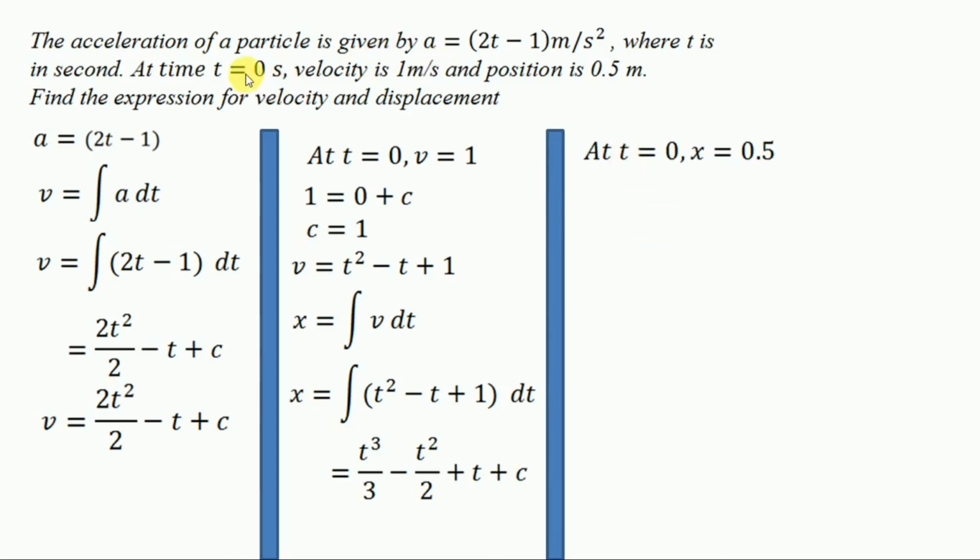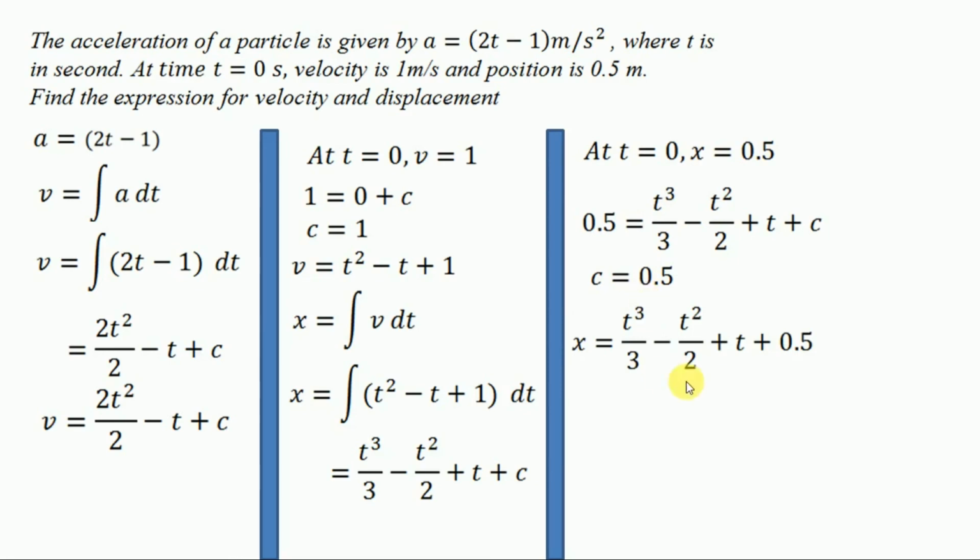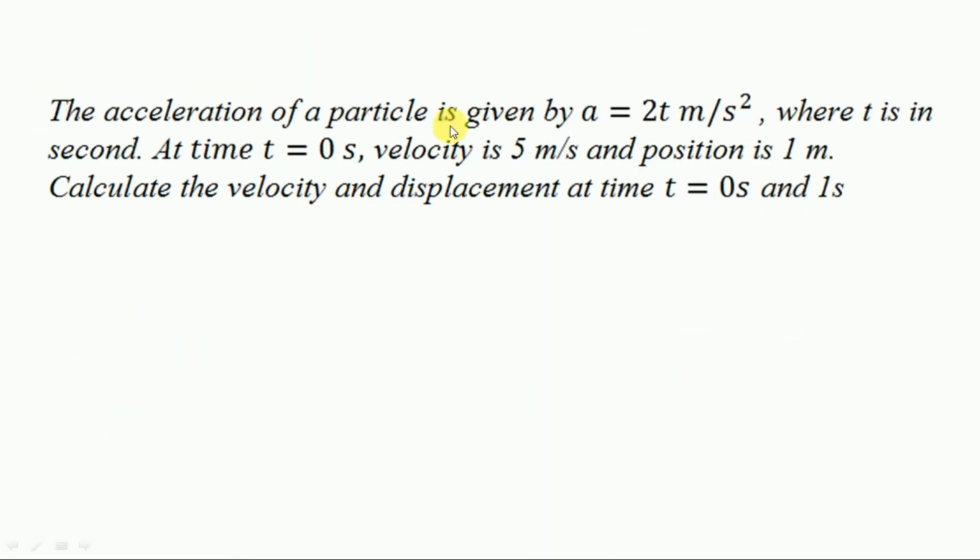So at t is equal to 0, position is 0.5, so if you put t is equal to 0, then you will get the value of c. So now I'll put the value of c back into the equation. Then we got the displacement. So this is the expression for velocity, and this is the expression for displacement. So you can try this question the similar way we have done the previous question.